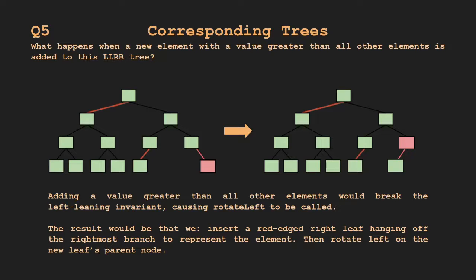What happens when a new element with a value greater than all other elements is added to this tree? In this case, if it's bigger than everything else, it has to go furthest right, and that breaks the invariant of the tree, so you have to perform a rotate left in order to keep things good, because a left-leaning red-black tree has that invariant to it. So the result is going to be that we insert a red edge right leaf hanging off the rightmost branch to represent the element, and then we rotate left on the new leaf's parent node.